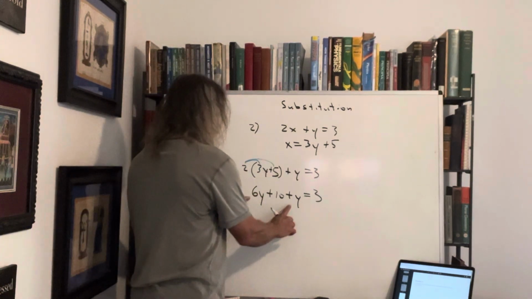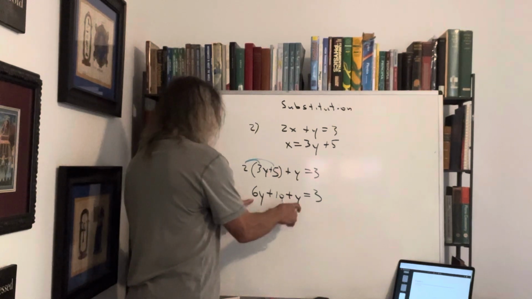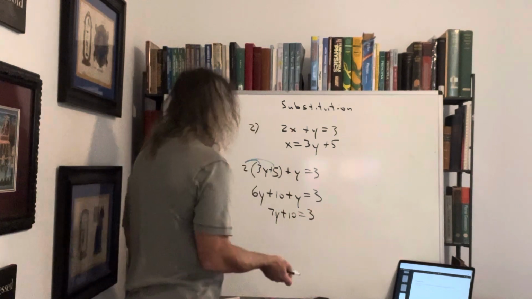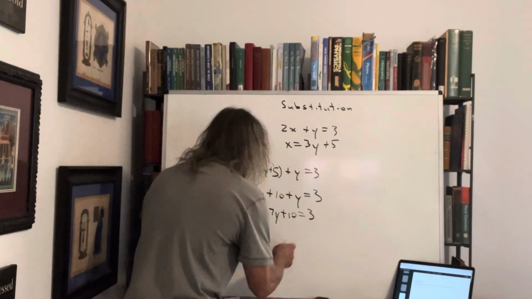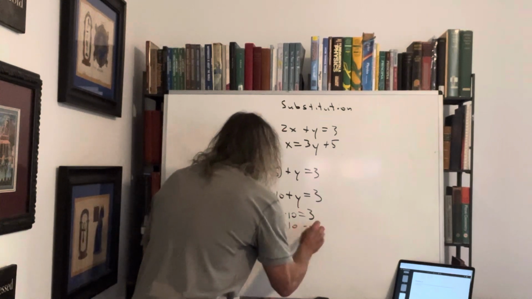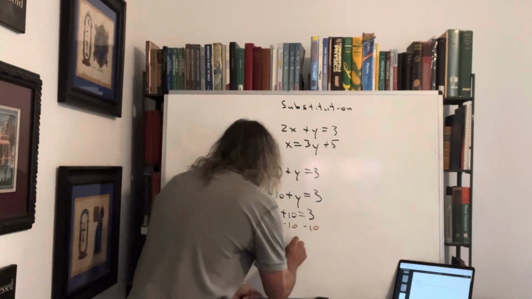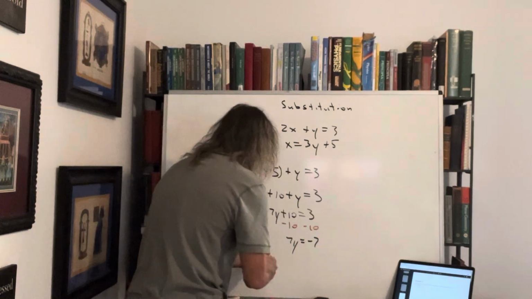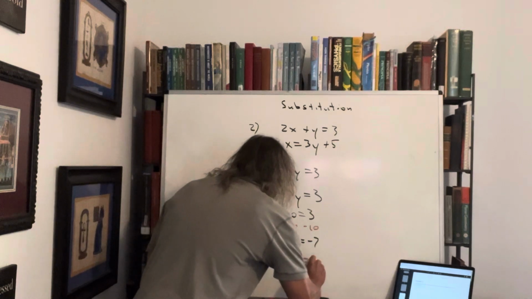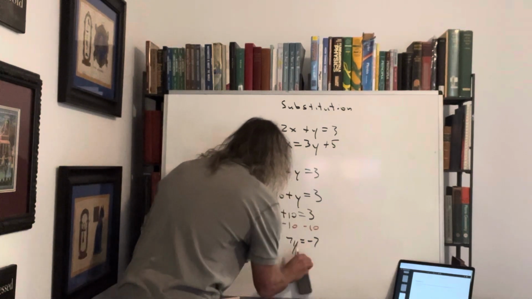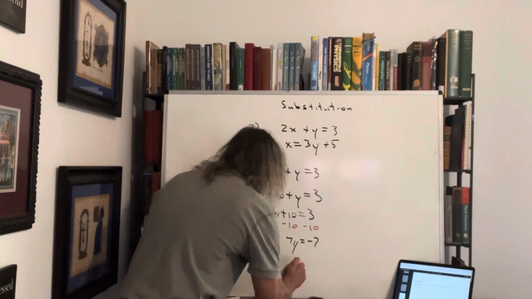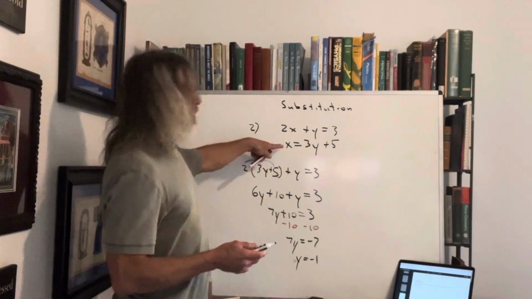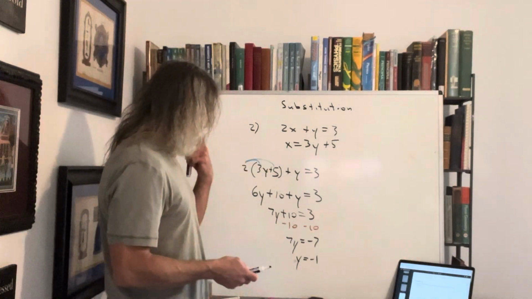Now combine like terms. There's 6 of these and 1 of these, it makes 7y. Subtract 10. Divide by 7. So y is -1. And then we can use our formula for x to see what x equals.